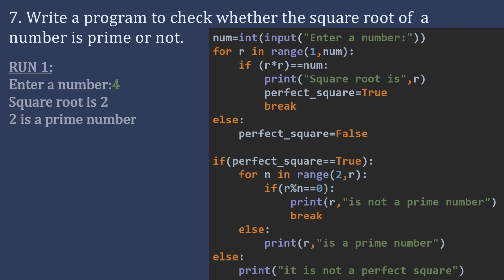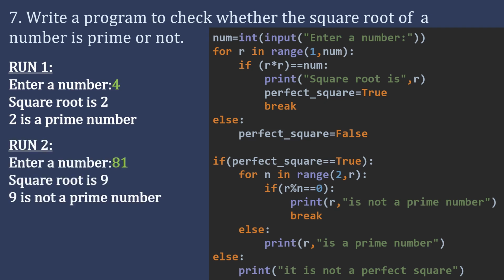Now let's run this program. Once you run the program with the number 4, it will find that its square root is 2 and it will print that 2 is a prime number. Now in our next run, let's say the number entered is 81. It will find that its square root is 9 and it will print that 9 is not a prime number.